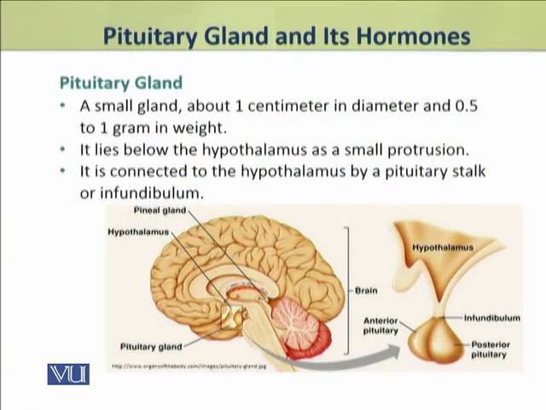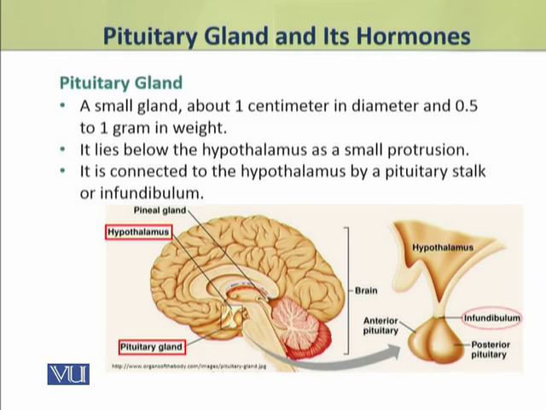The pituitary gland is a small gland about 1 centimeter in diameter and 0.5 to 1 gram in weight. It lies below the hypothalamus as a small protrusion. It is connected to the hypothalamus by a pituitary stalk, which is known as infundibulum.